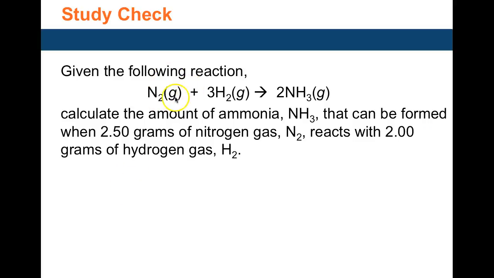So given the following reaction, nitrogen and hydrogen giving you ammonia. Calculate the ammonia that can be formed when you have 2.5 grams of nitrogen gas reacting with 2 grams of hydrogen. So 3 moles of hydrogen, each mole of H2 is 2 grams, so that's approximately 6 grams of hydrogen. So 2 grams of hydrogen would be about 1/3 mole. And you need 3 moles of hydrogen to get you 2 moles of ammonia.